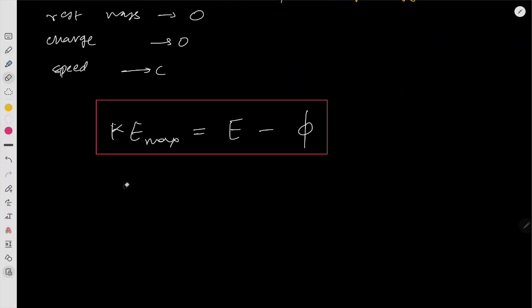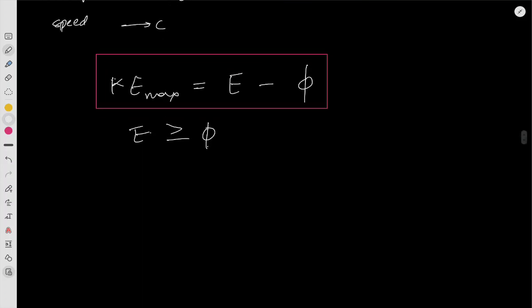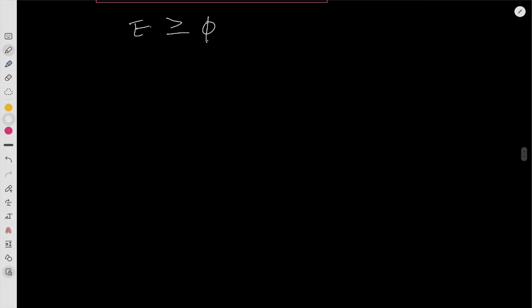So now that you understood till this, let us understand one thing, that this E can be greater than or equal to the work function, because kinetic energy cannot be negative. So now let us move further.